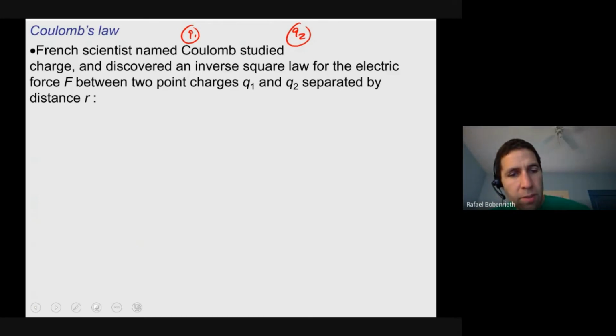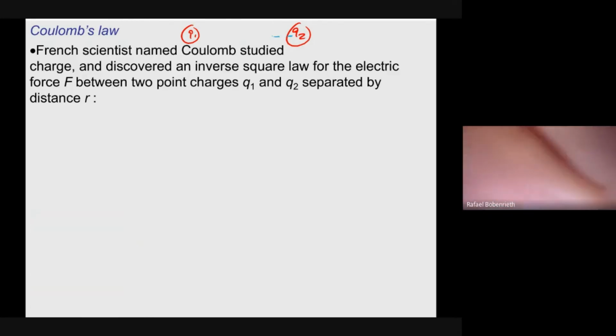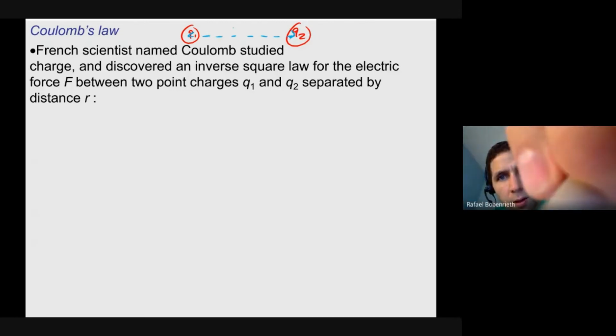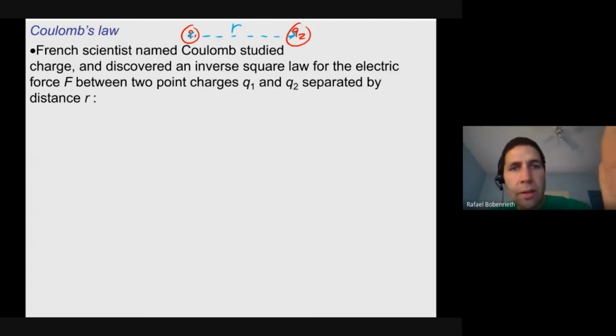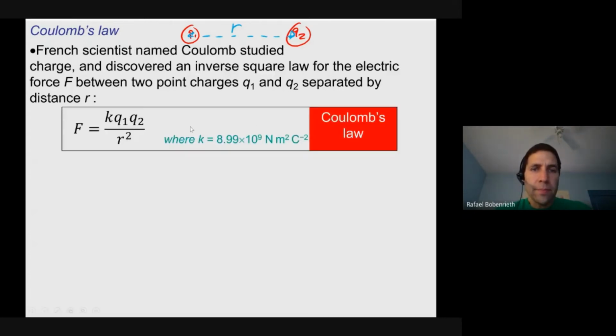Let me pick a different color to make it a little nicer. And let's say the distance between their centers is r. So there we go, we got Q1, we got Q2, 2 point charges separated by distance r. Then the force that each exerts on the other can be calculated using this formula. Basically, you take the magnitude of the first charge, the magnitude of the second charge, divide by the distance between their centers squared, and multiply by Coulomb's constant, which is that K value. And poof, you have the force between two objects.